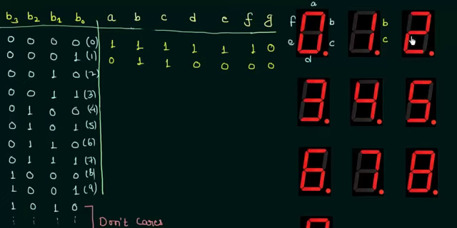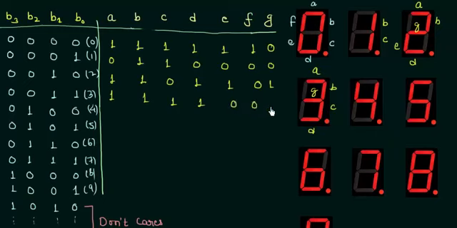Similarly, if I want to display 2, then segments A, B, D, E and G are high. So we will make them high. A is high, B is high, D, E and G are high, F and C are low. Similarly for 3, A, B, C, D and G are high. So we will fill them in the table. A, B, C, D, G are high, and E and F are low.